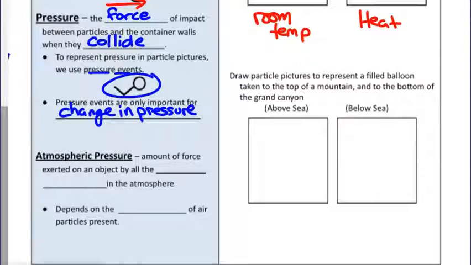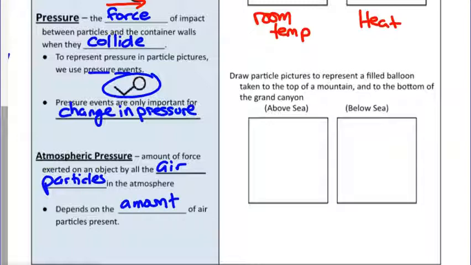Right? One of the natural areas where pressure does change is referring to the atmospheric pressure. If you've ever flown in an airplane and had the unfortunate experience of your ears popping, that's the result of the pressure of the air and the atmosphere around you changing. And so atmospheric pressure is the amount of force exerted on an object by all of the air particles in the atmosphere. And so really it depends on the amount.